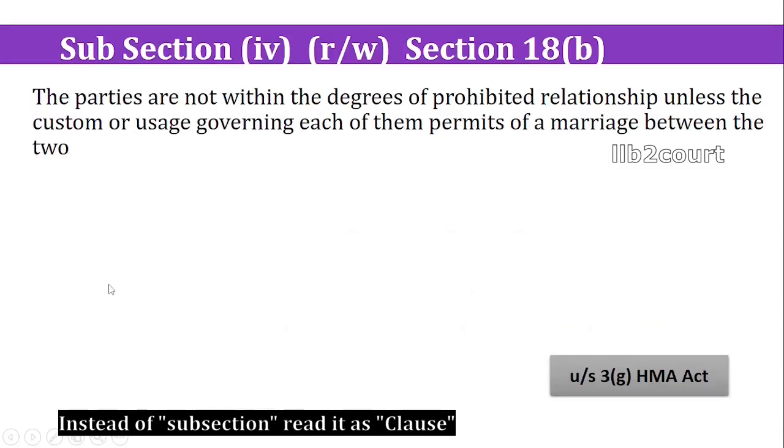Condition number 4, which is given in subsection 4, it talks about the prohibited relationship, and the punishment section is section 18B. So this prohibited relationship is defined under section 3G of HMA Act, and under section 3G it tells about certain degrees of prohibited relationship. So subsection 4 tells that there is a proviso that if custom or usage permits under the degrees of prohibited relationship, then there is an exception for this rule.